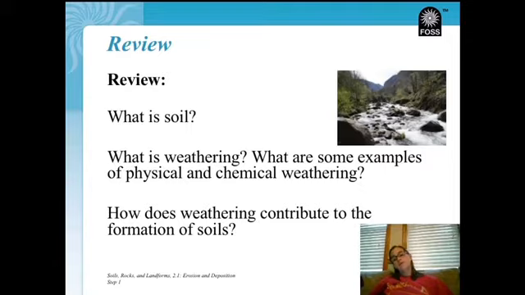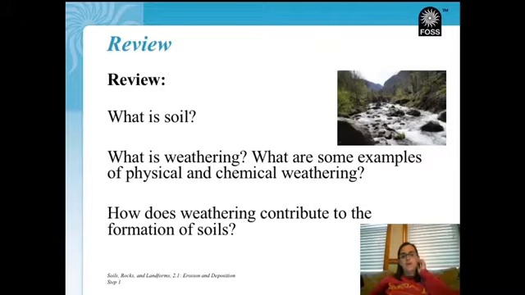Well, physical weathering could be when water freezes in the cracks of rocks and expands and it breaks the rocks. Physical weathering could also be when animals dig around in the area and break some rocks. And then chemical weathering would be minerals reacting with acid rain.